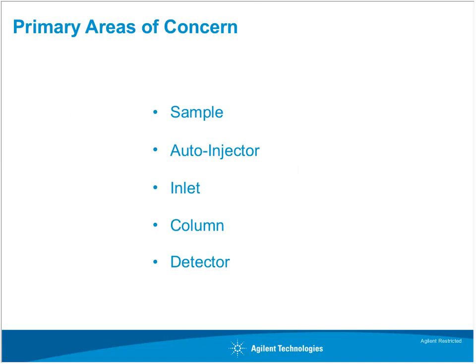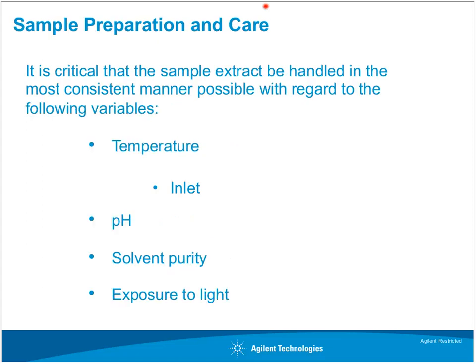So the primary areas of concern, and of course this is going to encompass basically every aspect of the GC or the system, is going to be your sample. The auto injector, we need to get that sample into the system. In doing so, it's going to go into some type of inlet, maybe vaporize, and then pass on to the column, and then lastly get over to the detector and give you some type of signal for what you're looking at. So as we go through this, we're going to go stepwise through that list.